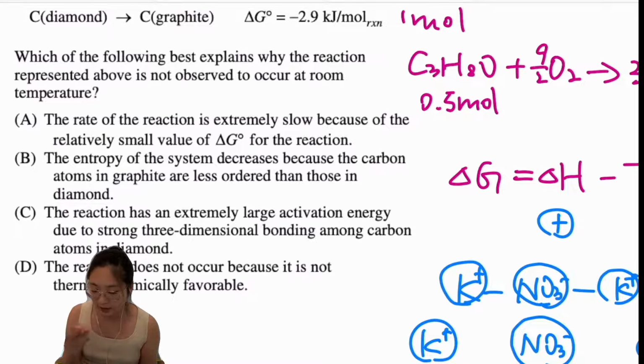And that's because a spontaneous reaction doesn't mean that it's a fast reaction. Spontaneous only tells you that it's going to occur, but it might be a super slow reaction, which takes like billions of years.